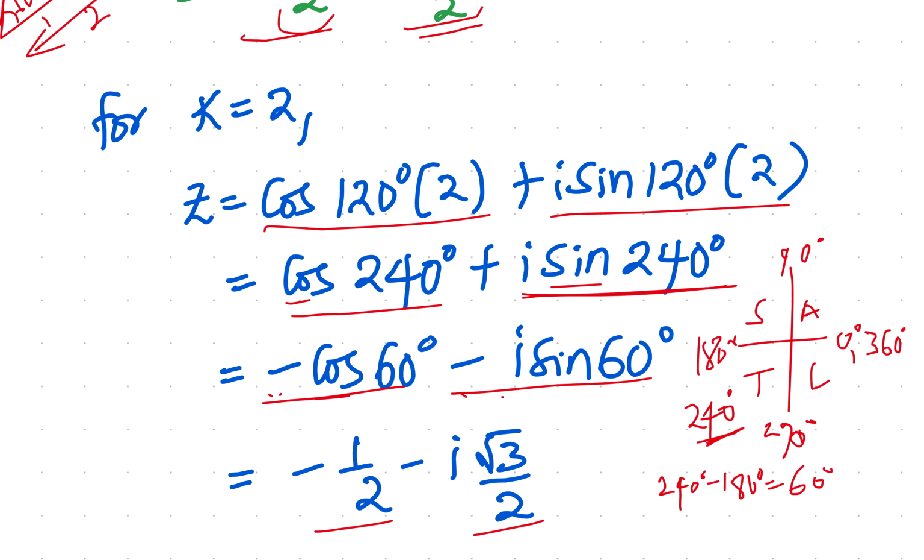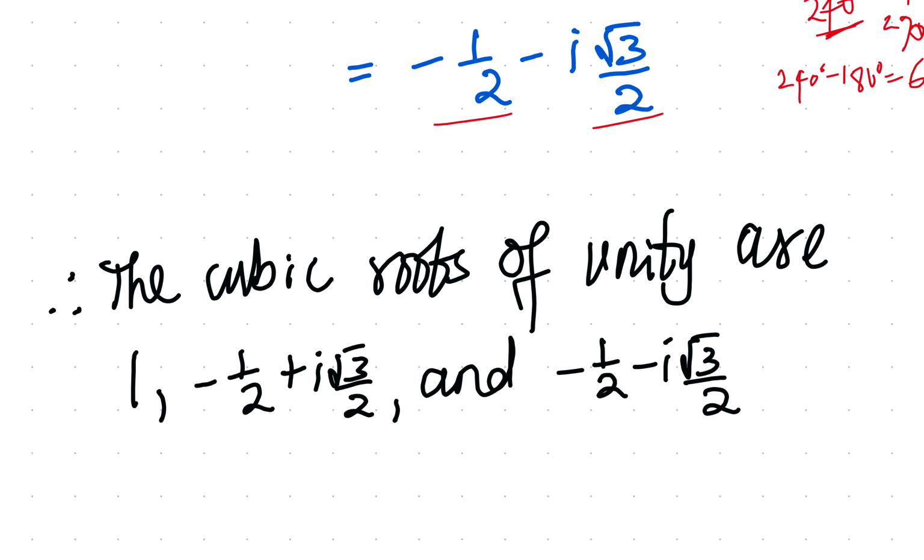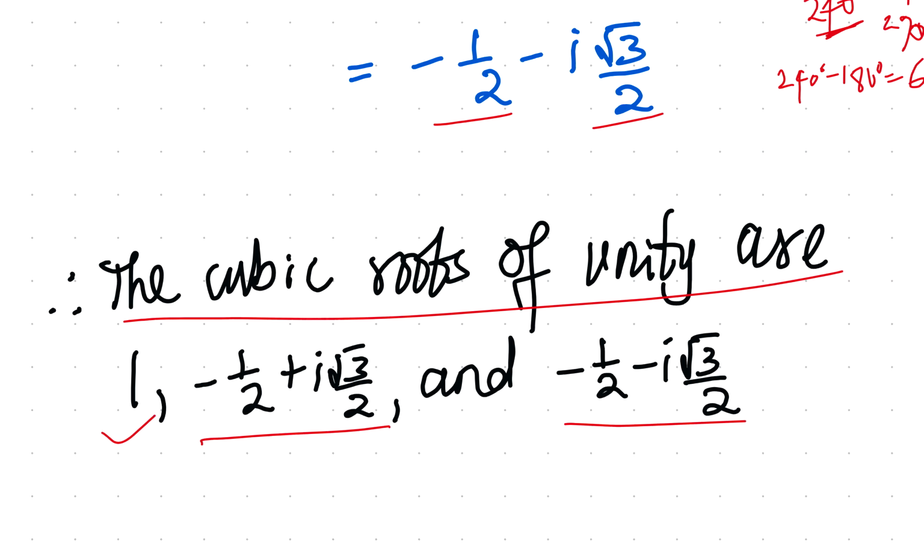So with that, we have got all the 3 roots of unity. So all the 3 cubic roots. So the cubic roots of unity are 1, minus 1 over 2 plus i root 3 over 2, and minus 1 over 2 minus i root 3 over 2. Those are the 3 roots of unity.